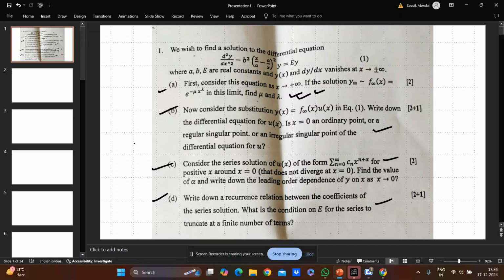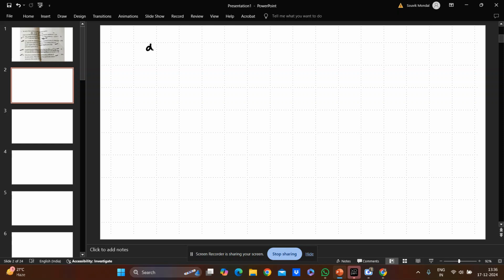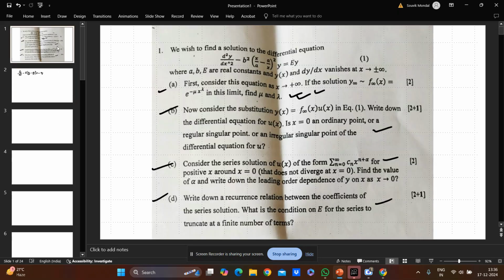and then step by step we will go to the next parts. Okay, so first write the differential equation they are telling. So d2y/dx2 minus b square into (x minus a minus x) whole square y is equal to ui. Okay, and look at the statements. A, B, E are real constants, and look at this statement also carefully: y(x) and dy/dx vanish at x tends to plus minus infinity. Okay, this is also an important part.